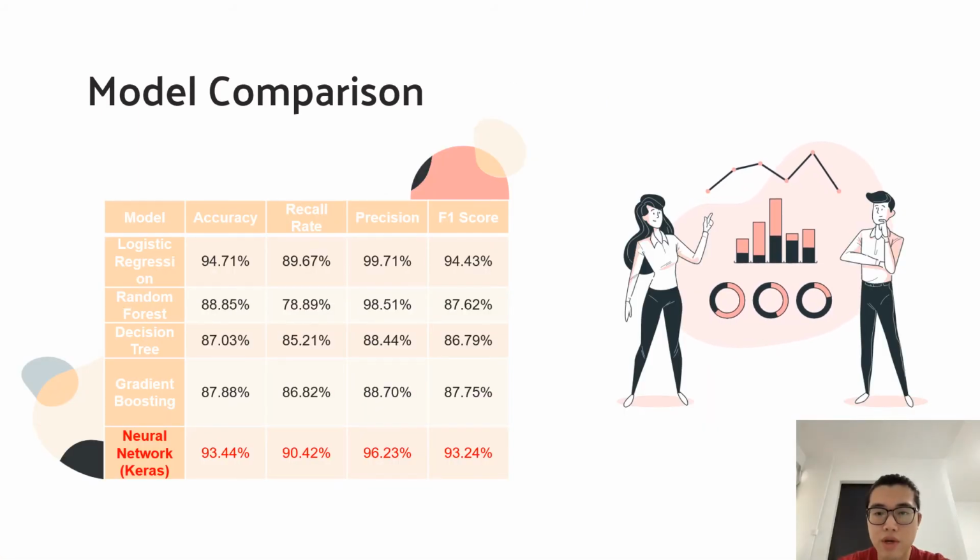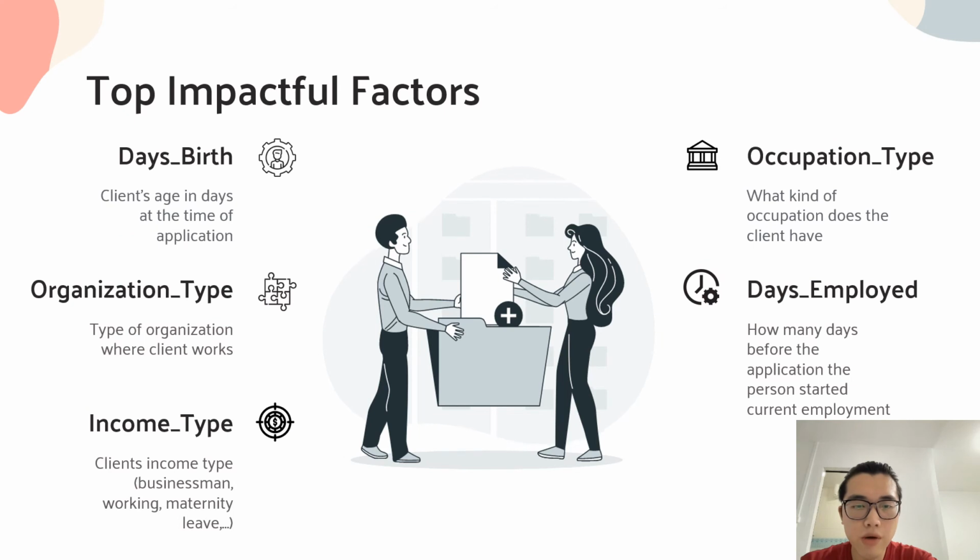Since neural network has higher recall rate than logistic regression while obtaining close precision, we decide to take neural network as our best model for this case. By ranking our most impactful factors, we could see that days birth, occupation type, organization type, days employed, and name income type are the top 5 most impactful features for predicting our target variable.